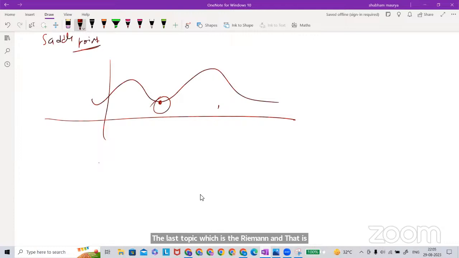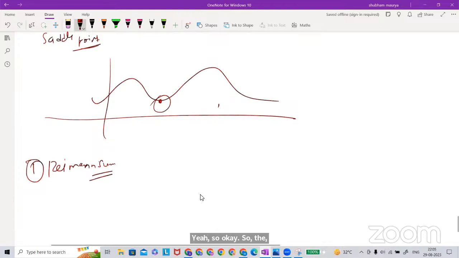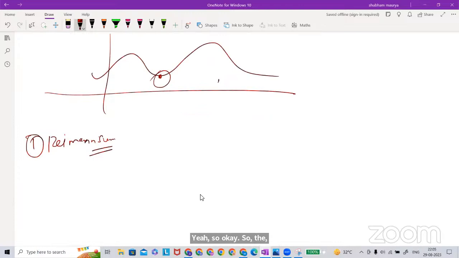That Riemann sum. Let me discuss the Riemann sum. So can you just explain the concepts, because college. Yeah. So okay. So Riemann sum is what? I have taken a Riemann sum session, and I explained very well what the Riemann sum is and the reason why the Riemann sum is there.